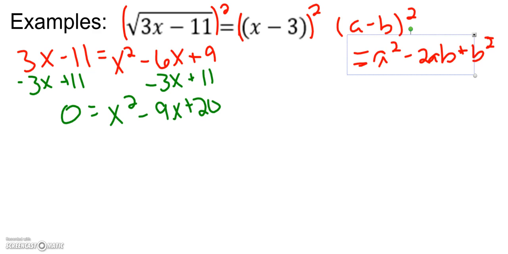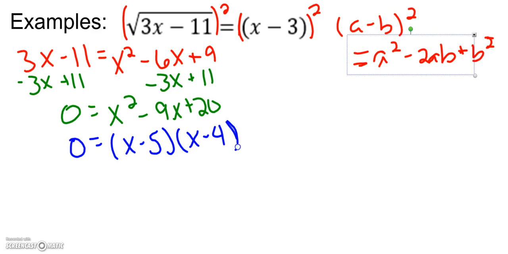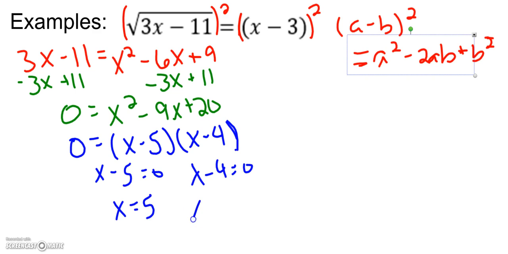Alright, now is when you'll do your box method. But I'm not going to do the box method, I'm going to leave that to you. But when you do that, where you multiply a times c, which is 20, your factors of 20 that add to negative 9 are negative 5 and negative 4. So 0 is equal to x minus 5 times x minus 4. Now you take each of these and set them equal to 0. So x minus 5 equals 0 and x minus 4 equals 0. So solving, that means x equals 5 and x equals 4.